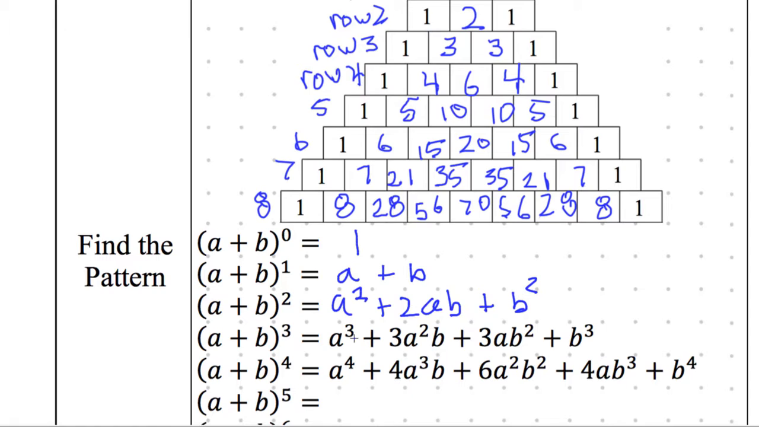B squared. All right, and then I took the liberty of doing 3 and 4 for you. I'm so nice. What a great teacher you have. And there they are. So, do you see any patterns?